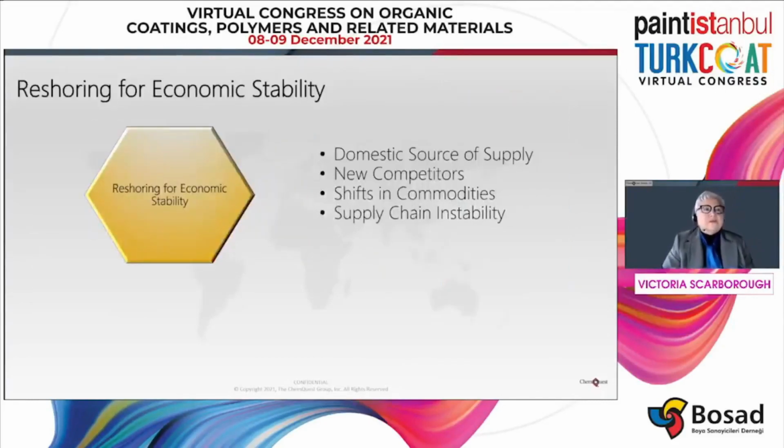We're going to move now to reshoring for economic stability. And what does that mean exactly? Well, you know, we've had a lot of trouble getting materials. Our supply chain has suffered from some instabilities. We've had a lot of shifts in our commodities and so forth. So I think it's important to understand that this is a big trend right now in terms of how people are responding to getting our raw materials.